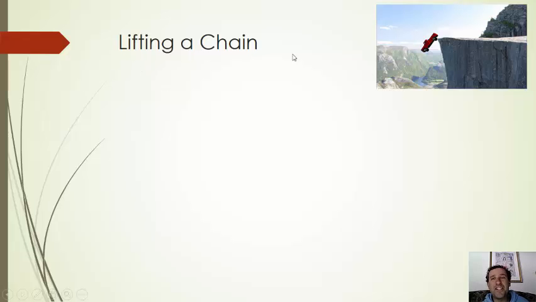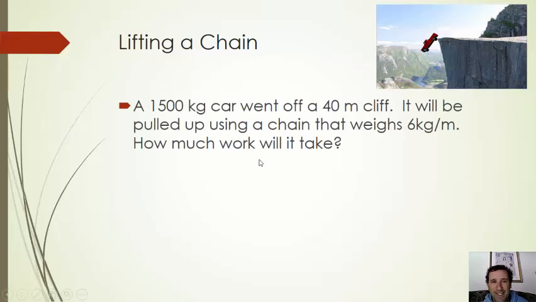I'm going to call this lifting a chain, and you can look at the picture. What we have is a 1,500 kilogram car. It went off a cliff. Bad day for that car and the driver. Hopefully there's nobody in there. And that cliff is 40 meters. It will be pulled up using a chain that weighs 6 kilograms per meter. How much work will it take?